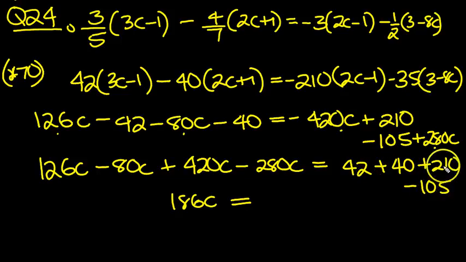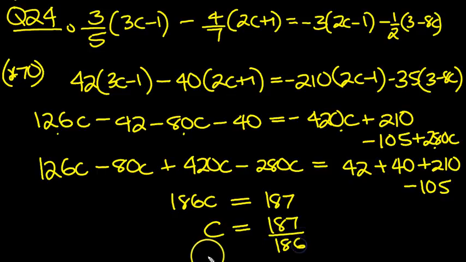Well, that's just double it, so that's just 105. And that's 82. So 82 and 5 is 87, so it's 187. So c equals then, divide by the 186, you get 187 over 186. There we go. Good.